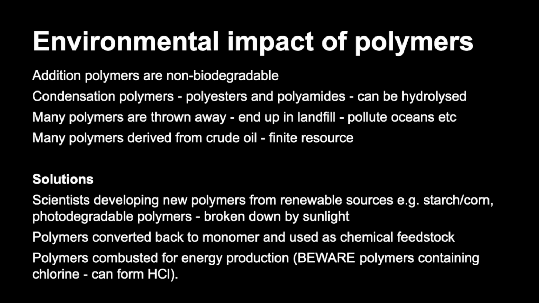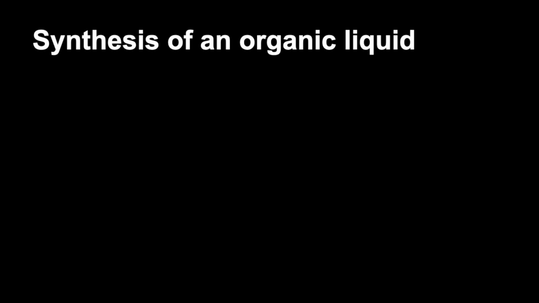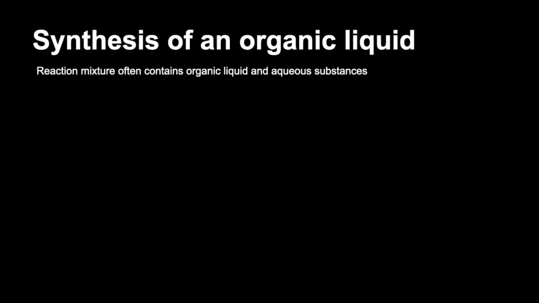So we're into the last lap now. We've just got some practical slides and then I'll finish with the spectroscopy stuff. So the first practical thing we'll look at is the synthesis of an organic liquid. Once you've synthesized your organic liquid, the mixture that you've got left in the flask will often contain an organic liquid, the one that you're trying to make, and some aqueous substances. So how do you end up with just the pure organic liquid?